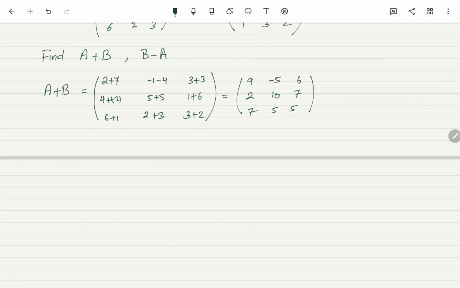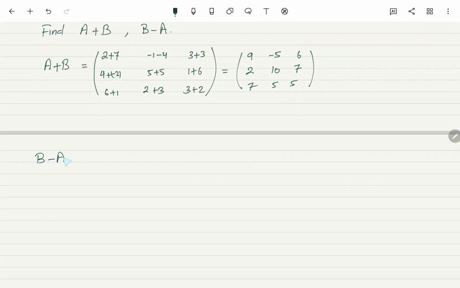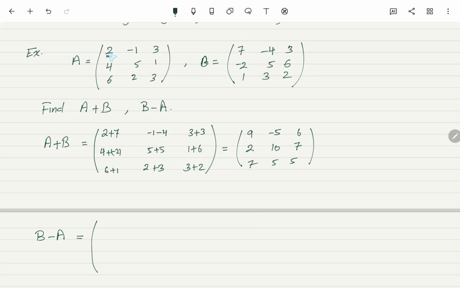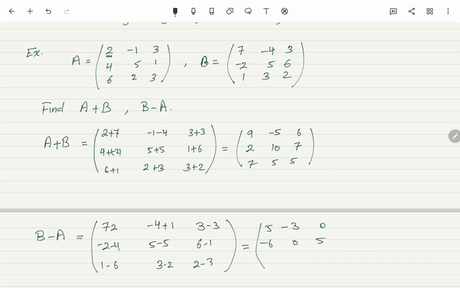Now, let's perform the subtraction. So B minus A equals, same rule here, but we just subtract this from this, this from this, this from this, and so on. In this case here, 7 minus 2, minus 4 plus 1, 3 minus 3, minus 2 minus 4, 5 minus 5, 6 minus 1, 1 minus 6, 3 minus 2, and 2 minus 3. So in total, it's equal to 5, minus 3, 0, minus 6, 0, 5, minus 5, 1, minus 1.